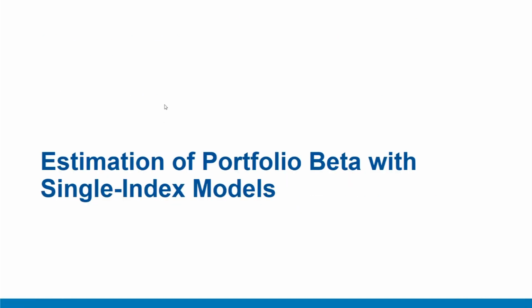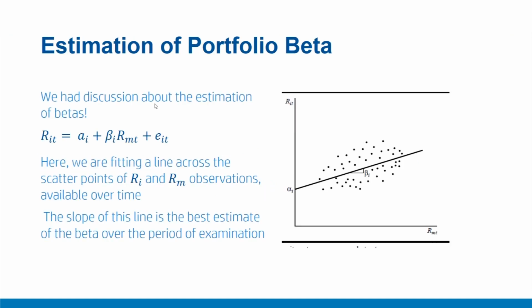Estimation of portfolio beta with single index models. The discussion on the single index model makes it amply clear that one needs to estimate beta. One of the simple and most commonly employed methods relies on the estimation of historical betas. Here we make use of this very simple index model, Rit equal to alpha i plus beta i times Rmt plus Eit, and we try to fit this regression model.